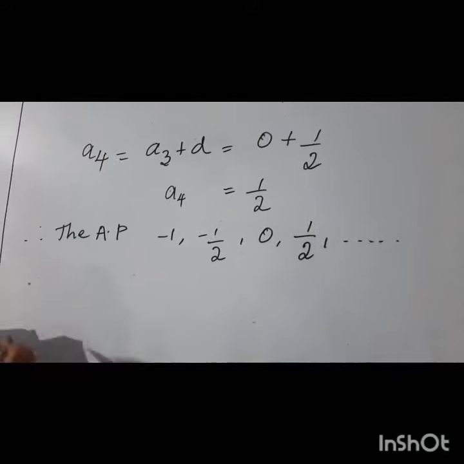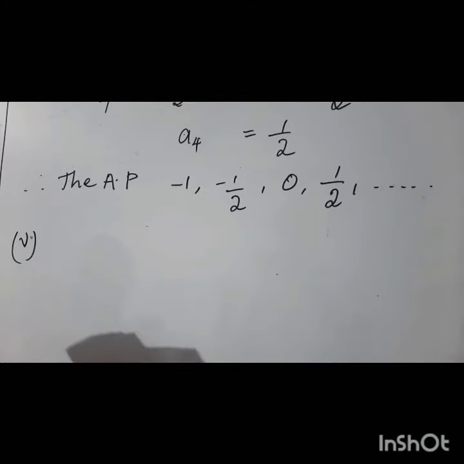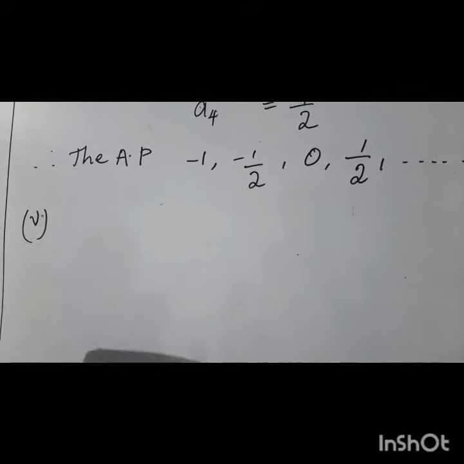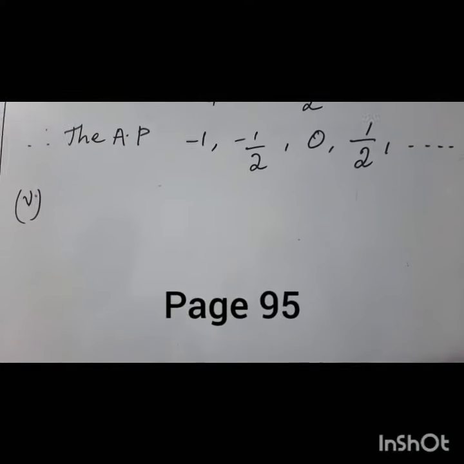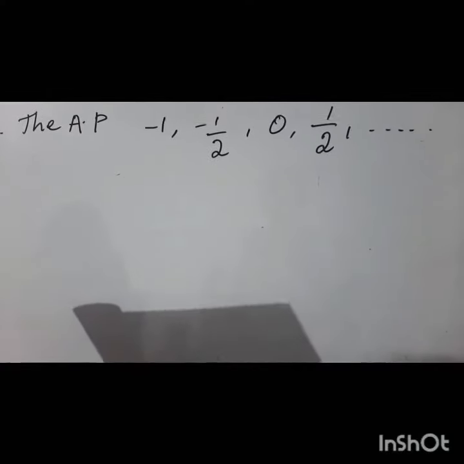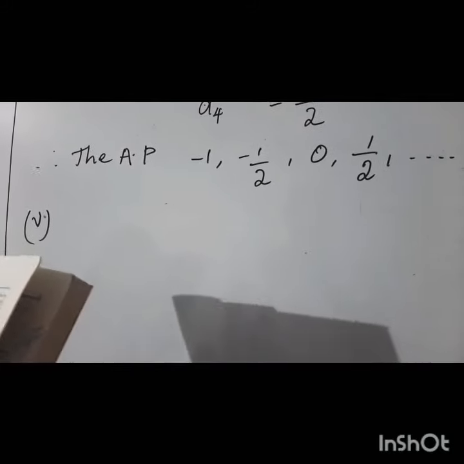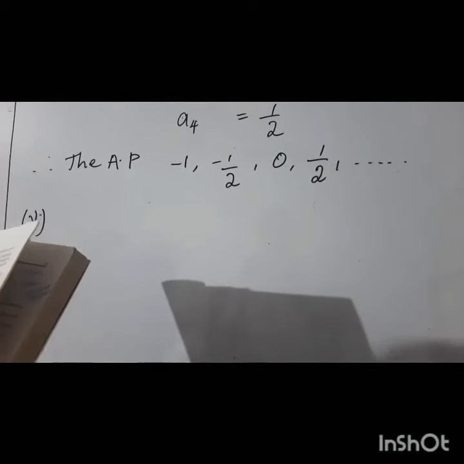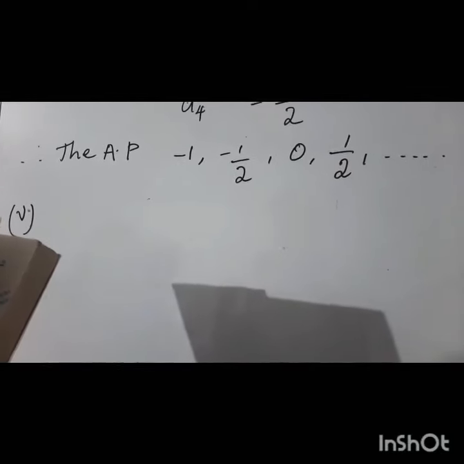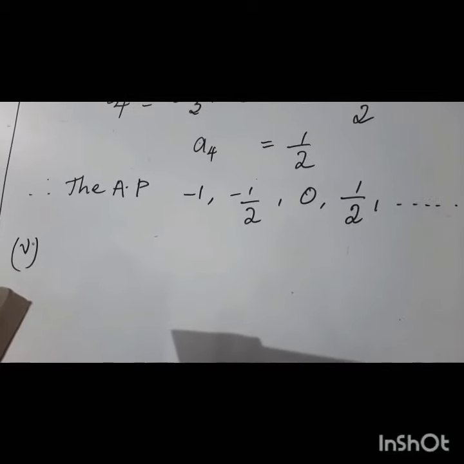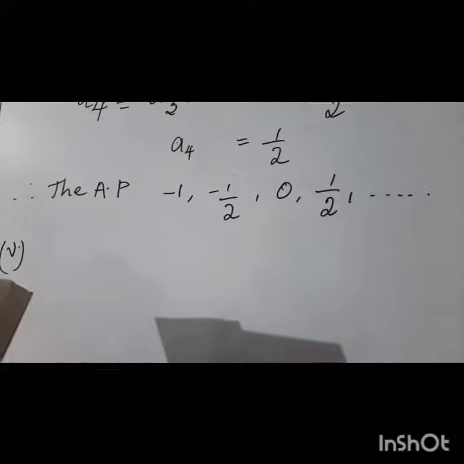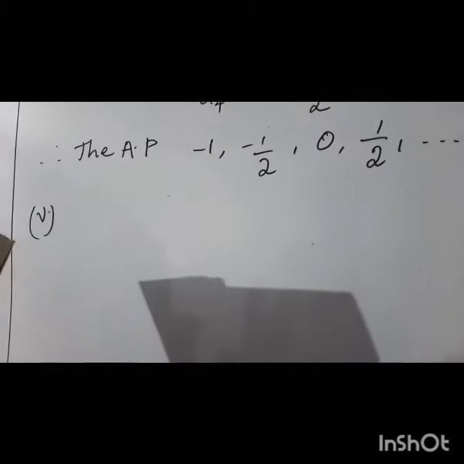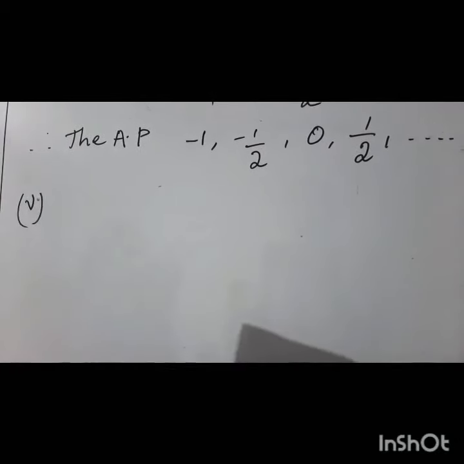Now let us do the fifth sum. As I told you, the common difference will be either positive or negative or 0. Now turn to your colored book page number 95 and underline the definition for arithmetic progression. An arithmetic progression is a list of numbers in which each term is obtained by adding a fixed number to the preceding term except the first term. And in the next line it is given that this fixed number is called the common difference of the AP. Remember that it can be positive, negative or 0.